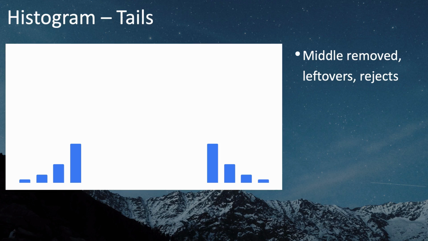If you receive raw materials or parts that have a distribution like this, it probably means that someone else purchased the best ones and you got the leftovers, the scraps. They may still meet your specifications, they just didn't meet someone else's.